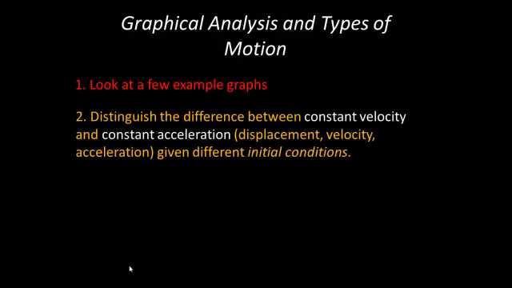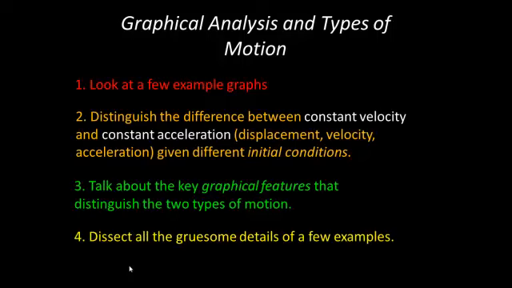Then we're going to distinguish the difference between constant velocity and constant acceleration by looking at the displacement, velocity, and acceleration versus time graphs given different initial conditions. And then we're going to dissect all the gruesome details of a few examples of the two different types of motion. So we can break motion down into two distinct types.